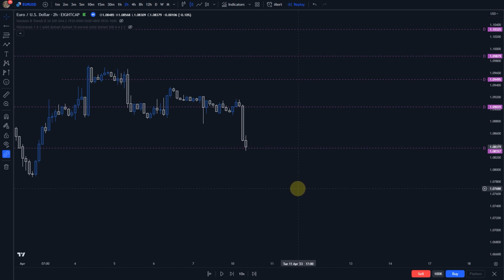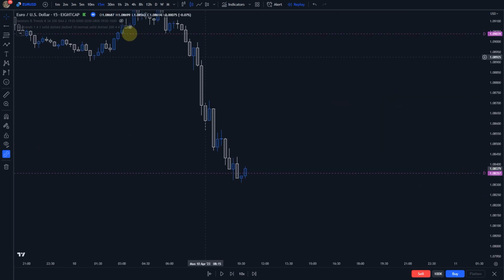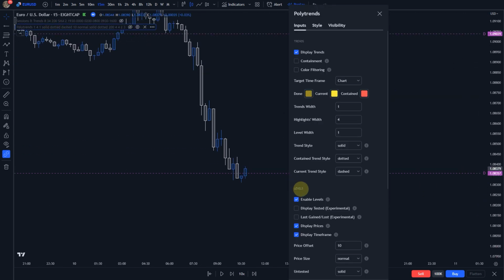I'm on the 2-hour time frame. You see the candles are getting smaller when they reach the daily level. That's a good sign, but I turn to an even lower time frame, the 15 minutes. There's no fixed rule which time frame to use.